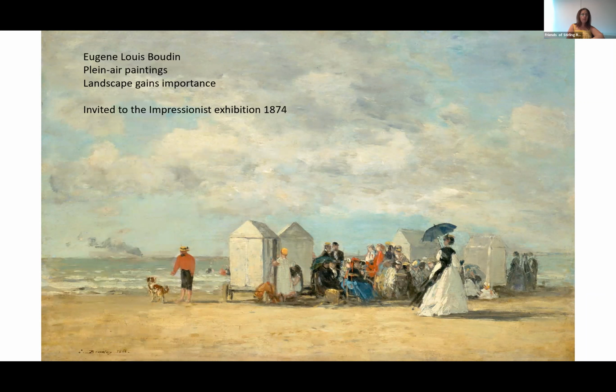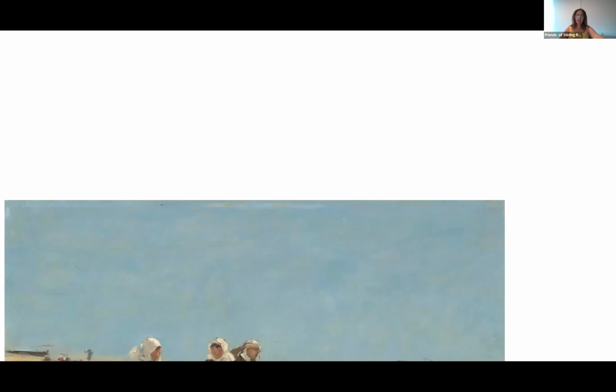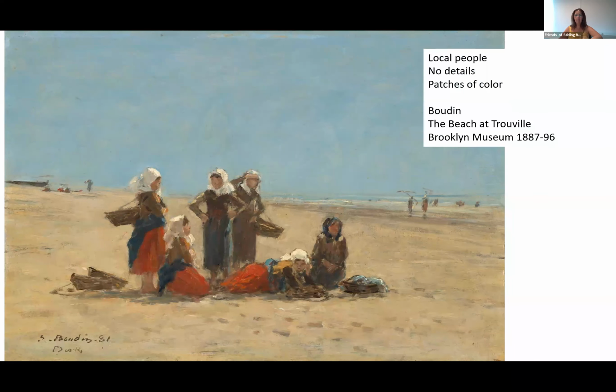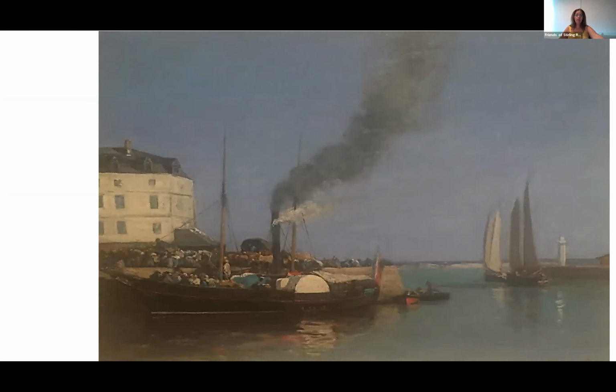And he became a very good friend of Monet. Eugène-Louis Boudin was painting the beaches outside in the north part of France. He's going to become very, very close to Monet, and he's going to inspire him to paint outdoors, to paint en plein air. Here we have some examples by Boudin. So he's painting people, local people, no details, so we don't see their faces. He uses patches of colors instead of being very meticulous. And this is a kind of sketchy characteristic that we find in the Impressionist compositions.